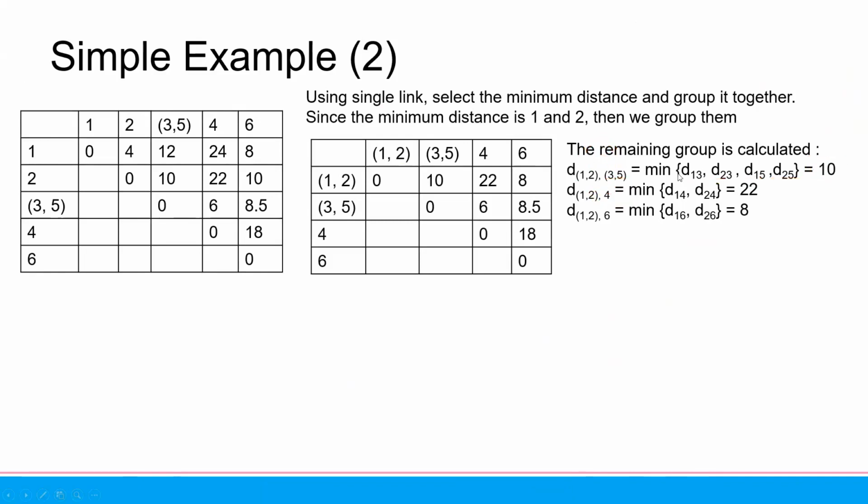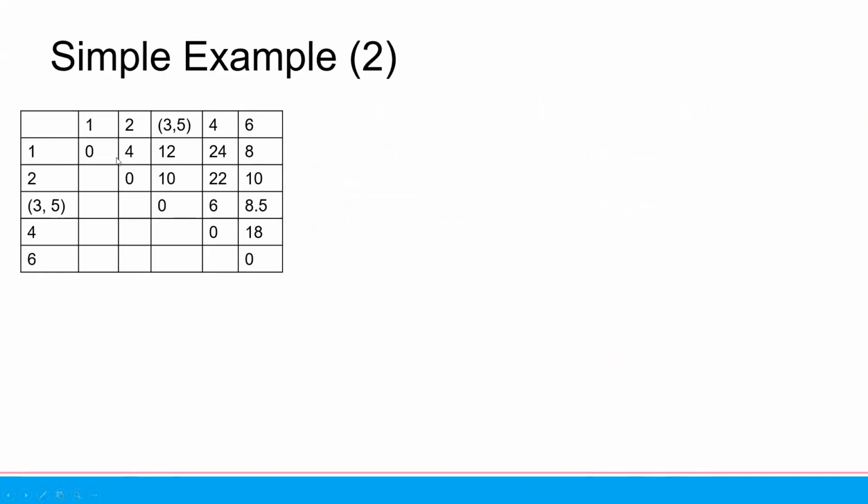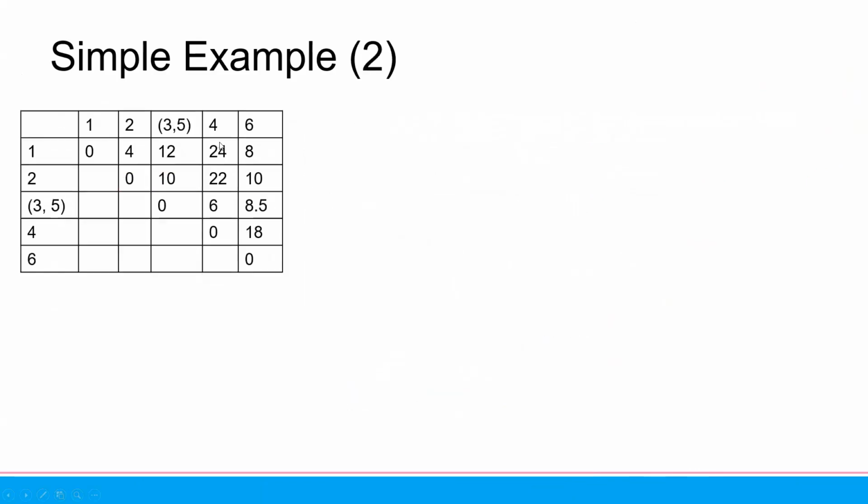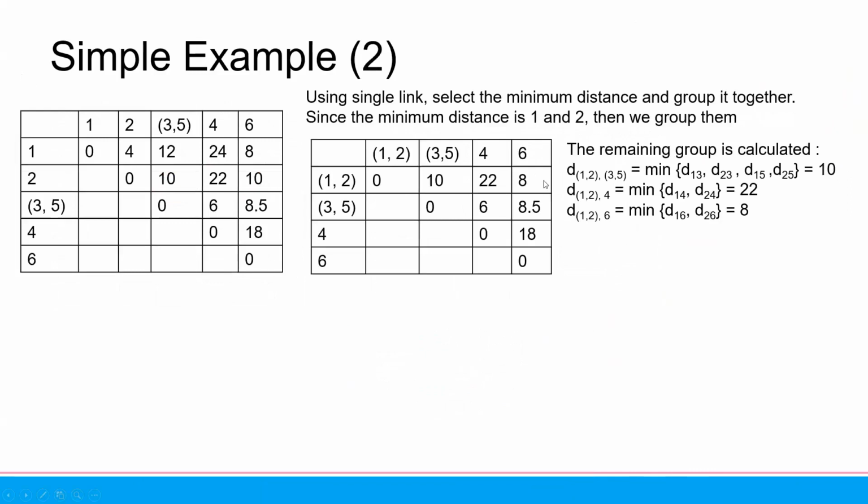So let's see this one. D13 is 13. D23 is 10. D15 is 12. D25 is 11. So what is the minimum? The minimum is 10. Then we'll use this 10 to update this distance between T12, 35. We use 10. And so on.